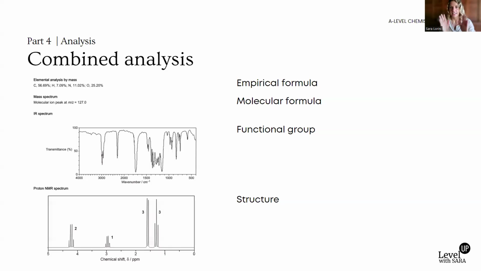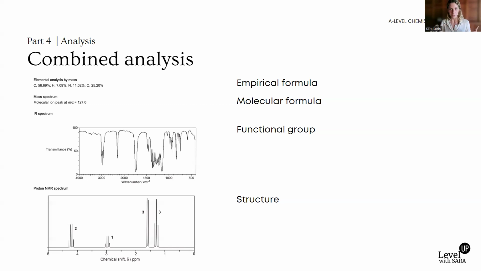Let's look at NMR, but we are going to do this is a typical question that is about 7 marks or more that is a combined analysis. So this is normally the data that you are given, and I want to summarize what we use this data for. The elemental analysis by mass allows you to find the empirical formula.